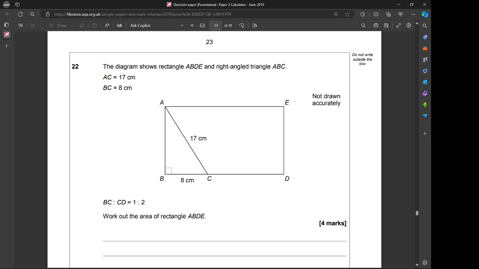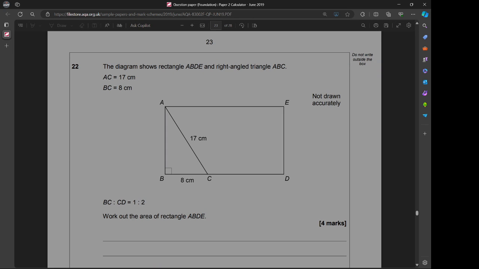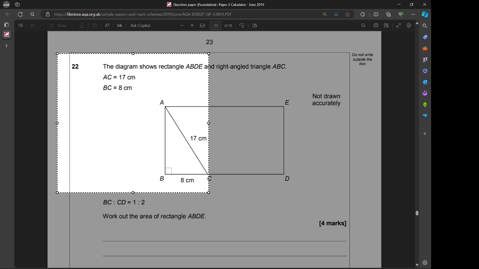Question 22. The diagram shows rectangle ABDE and a right angle triangle ABC. AC is this, BC is that. BC to CD is in the ratio 1 to 2. Work out the area of rectangle ABDE. First step, the area of a rectangle is length times width, or base times height. So we want this full length here. Let's just copy and paste this.